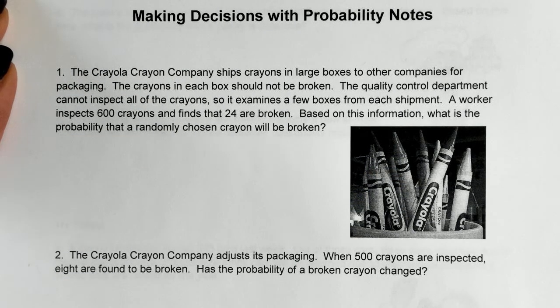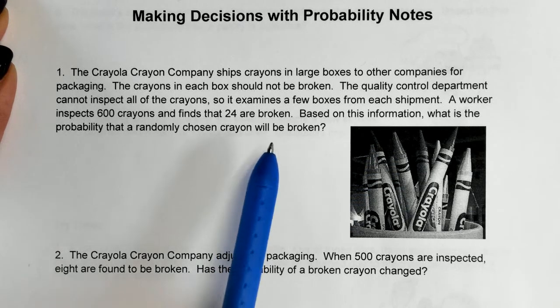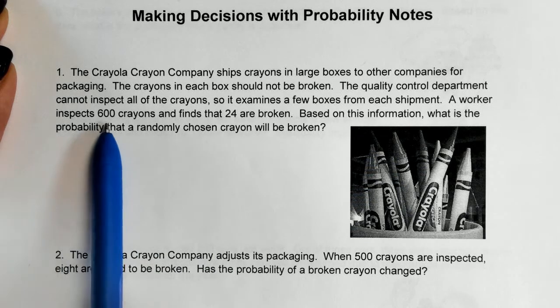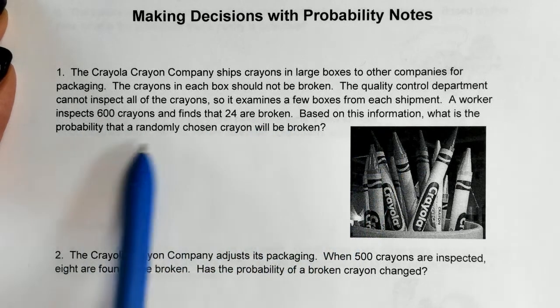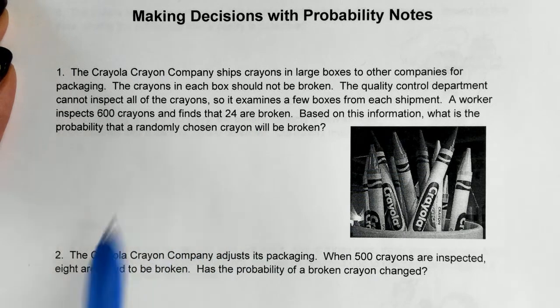The Crayola Crayon Company is shipping crayons in large boxes to other companies for packaging. The crayons in each box should not be broken. The quality control department cannot inspect all of the crayons, so it examines a few boxes from each shipment. A worker inspects 600 crayons and finds that 24 are broken. Based on this information, what is the probability that a randomly chosen crayon will be broken?